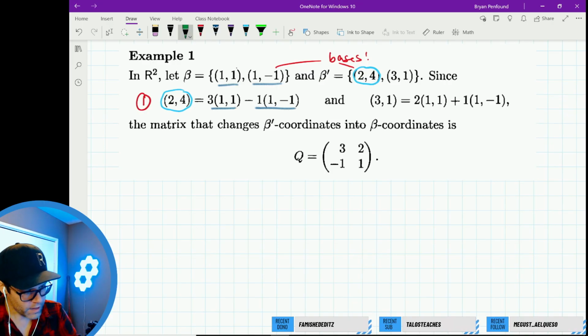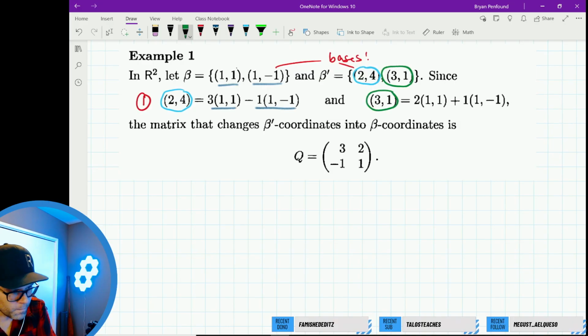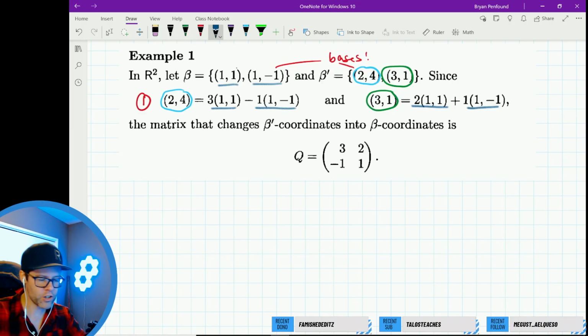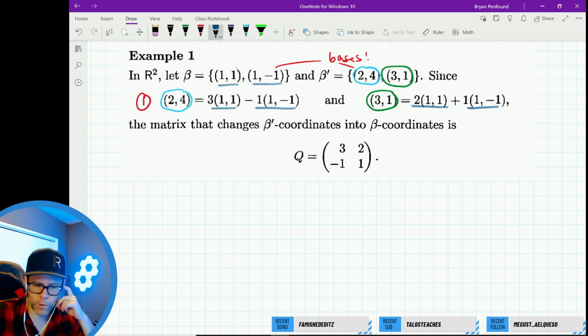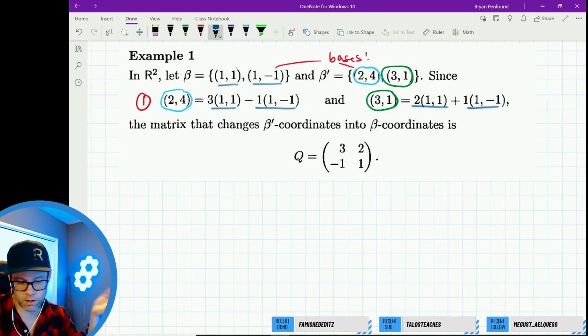And then after that, they take this second vector, which is (3, 1), and again they express it as a linear combination of the vectors from beta. Let's just do a quick mental check. 2 plus 1 is 3, 2 take away 1 is 1. So that looks correct.